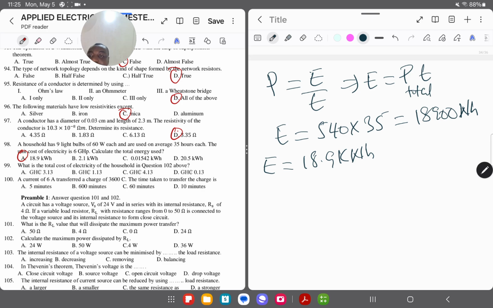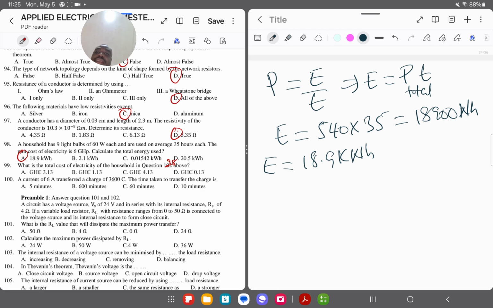Now moving to the next question: what is the total cost of electricity of the household in question 98? Here is a mistake, it has to be 98.